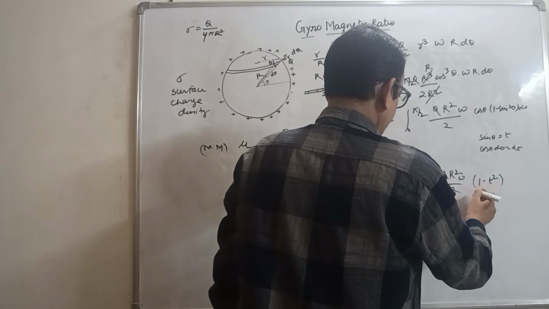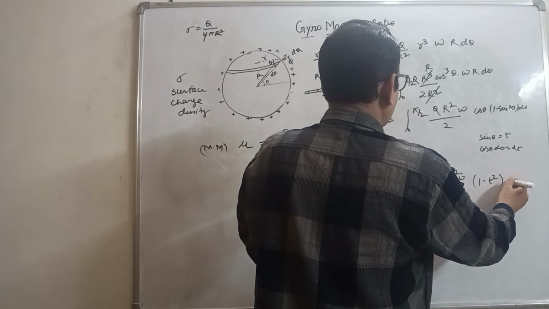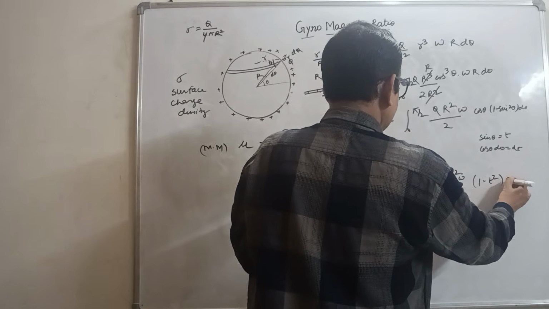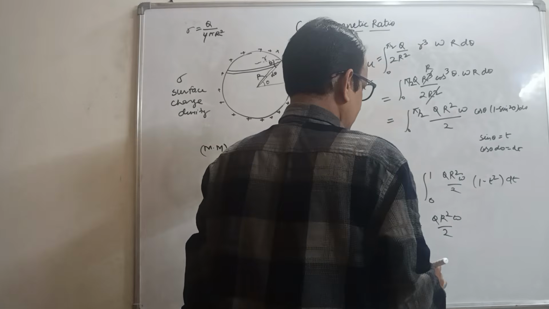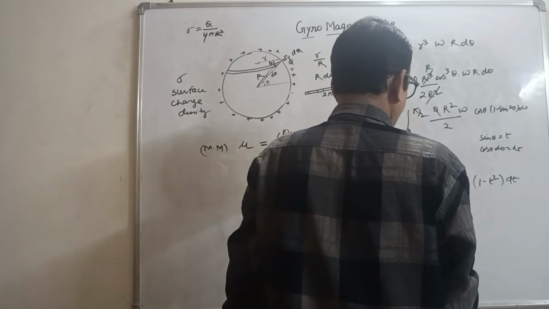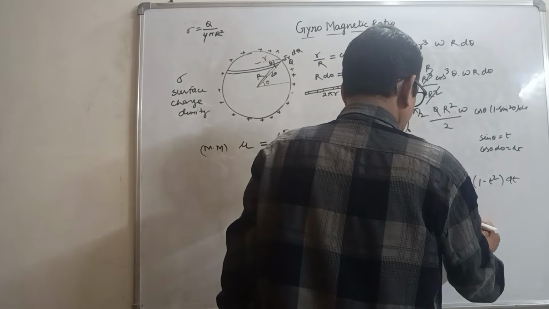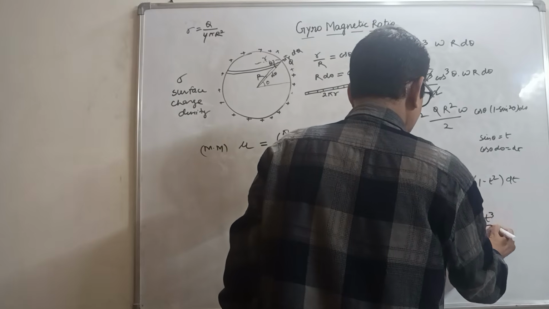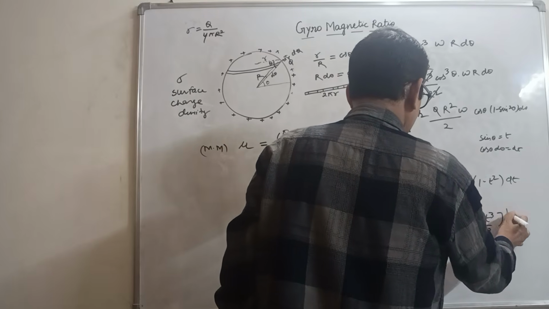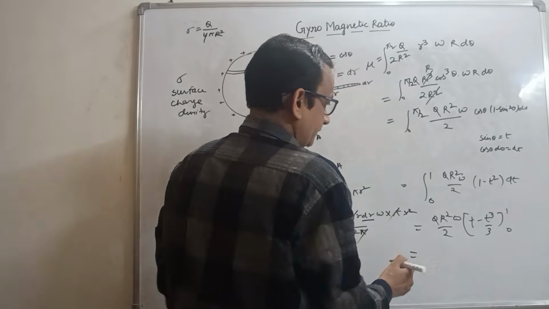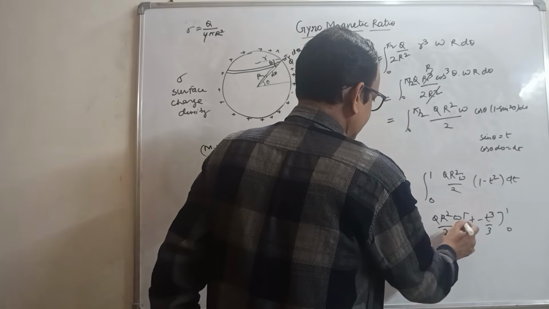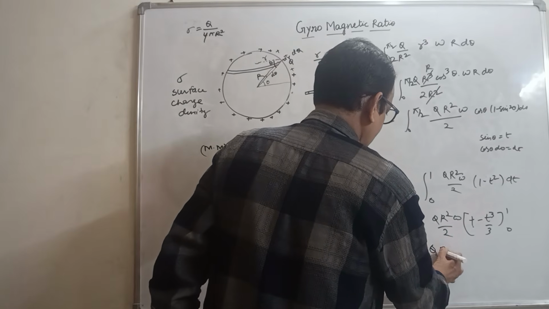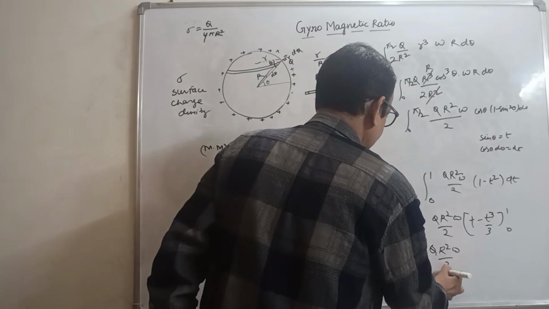So q r square omega by 2 and the integral of 1 minus t square dt. The integration of 1 is t, and this becomes t cube by 3. The limit would be 0 to 1. So this becomes 1 minus 1 by 3, that is 2 by 3, and the 2 cancels. So this becomes q r square omega by 3.